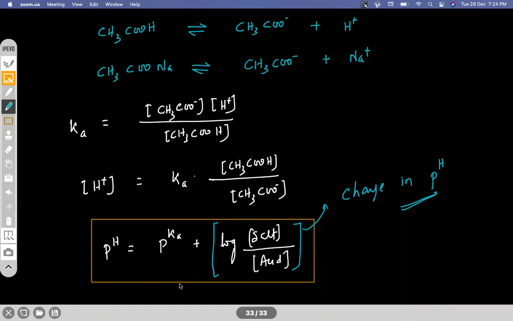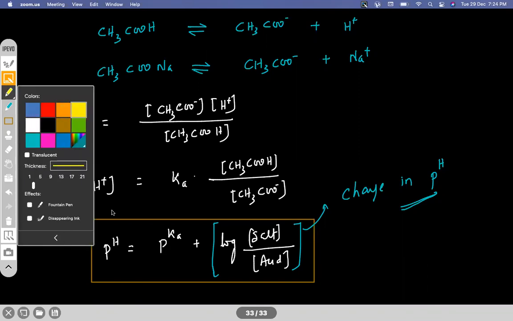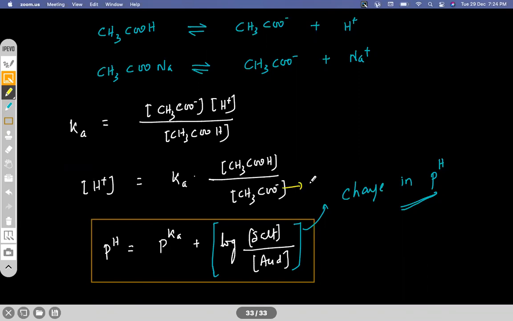Wait, one second. So this is the pH we have. See, this salt is CH3COO minus here. This is salt. Like I said, it is coming from the salt only. And this is acid. Just take minus log on both sides, you will get this expression. You can try it. Take minus log on both sides. Minus log of H plus is pH. This is minus log of K plus minus log of this. So if you revert it, minus log becomes plus log over here. You'll get the same expression. Think about it, you'll get it.